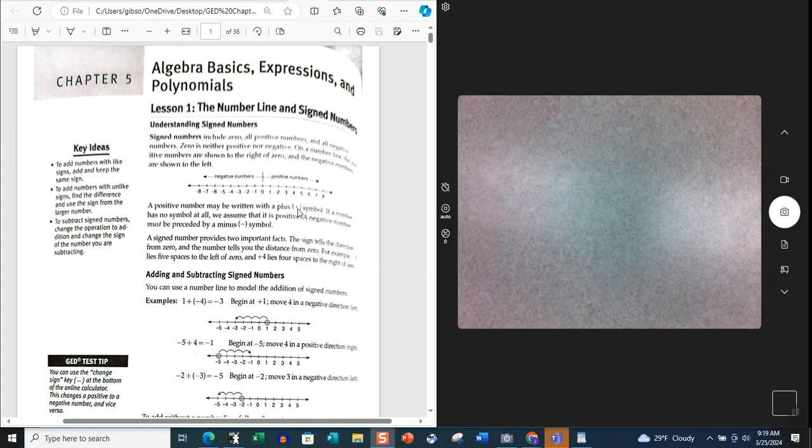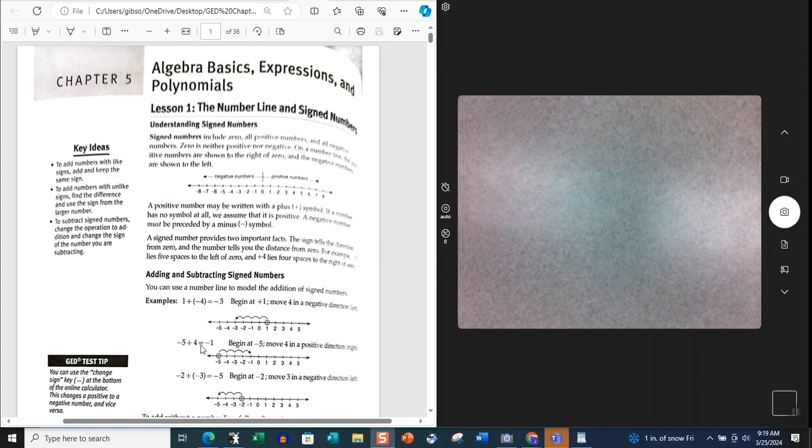So what you would do here just to model this, and they didn't show this in phases, you would start here at 0, and then you would go to positive 1. Okay, so you're at positive 1. Now you want to go plus negative 4. So you will go 4 to the left of this positive 1. You will go 1, 2, 3, 4. And your final answer here would be negative 3.